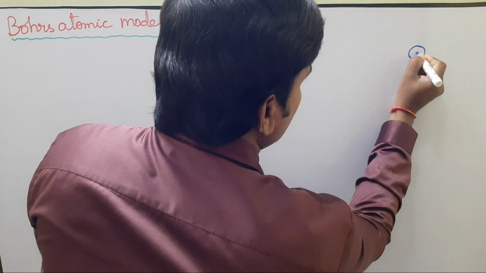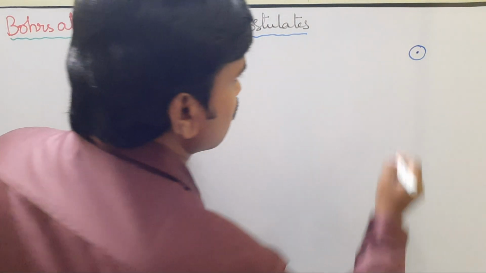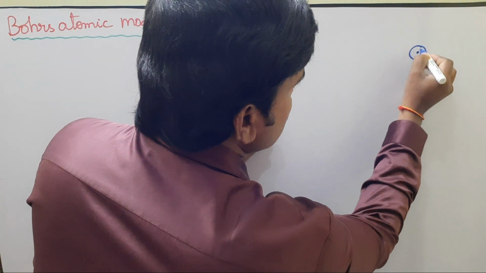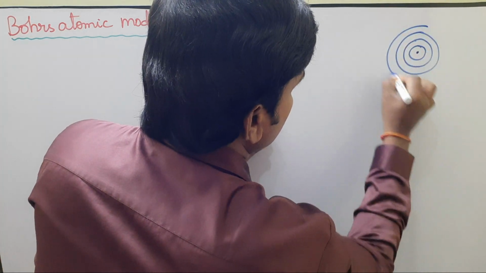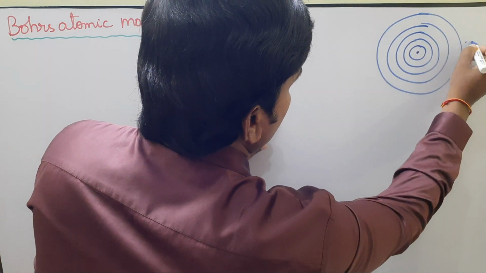An atom has a central point. The central point of an atom is known as the nucleus. Around the nucleus, these are the shells: first shell, second shell, third shell, fourth shell, fifth shell, and so on.